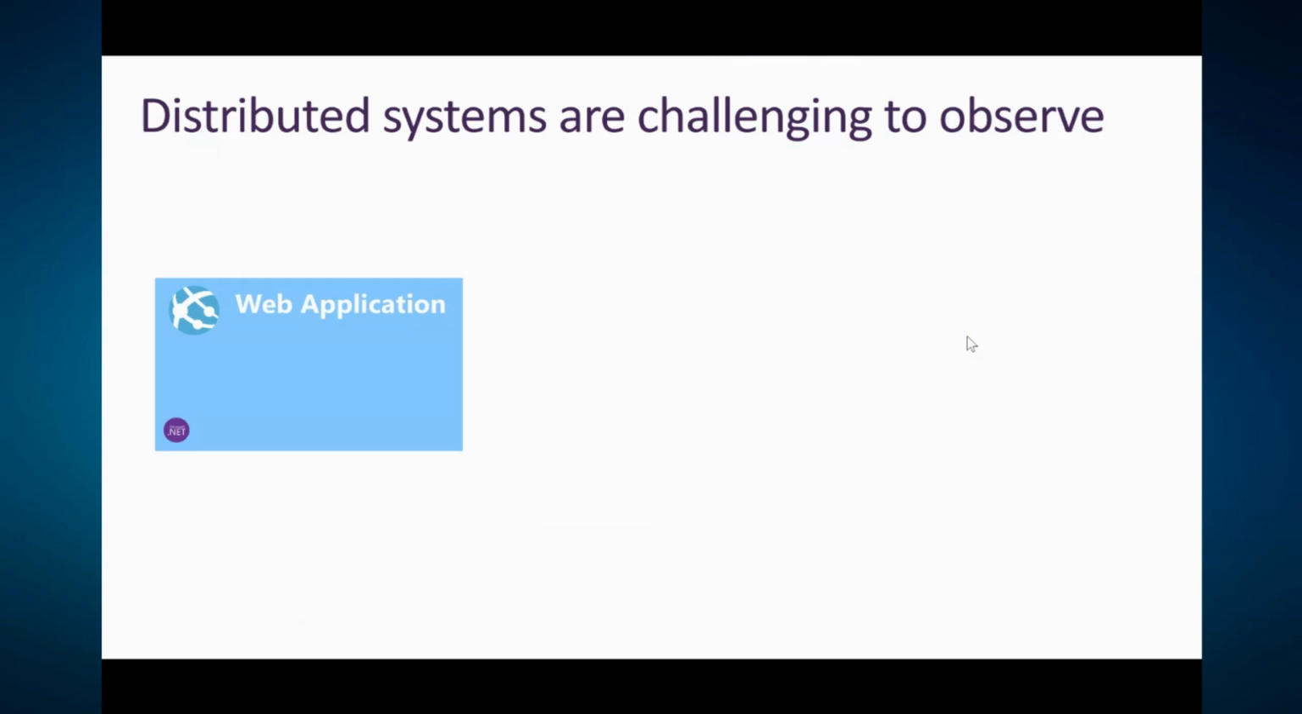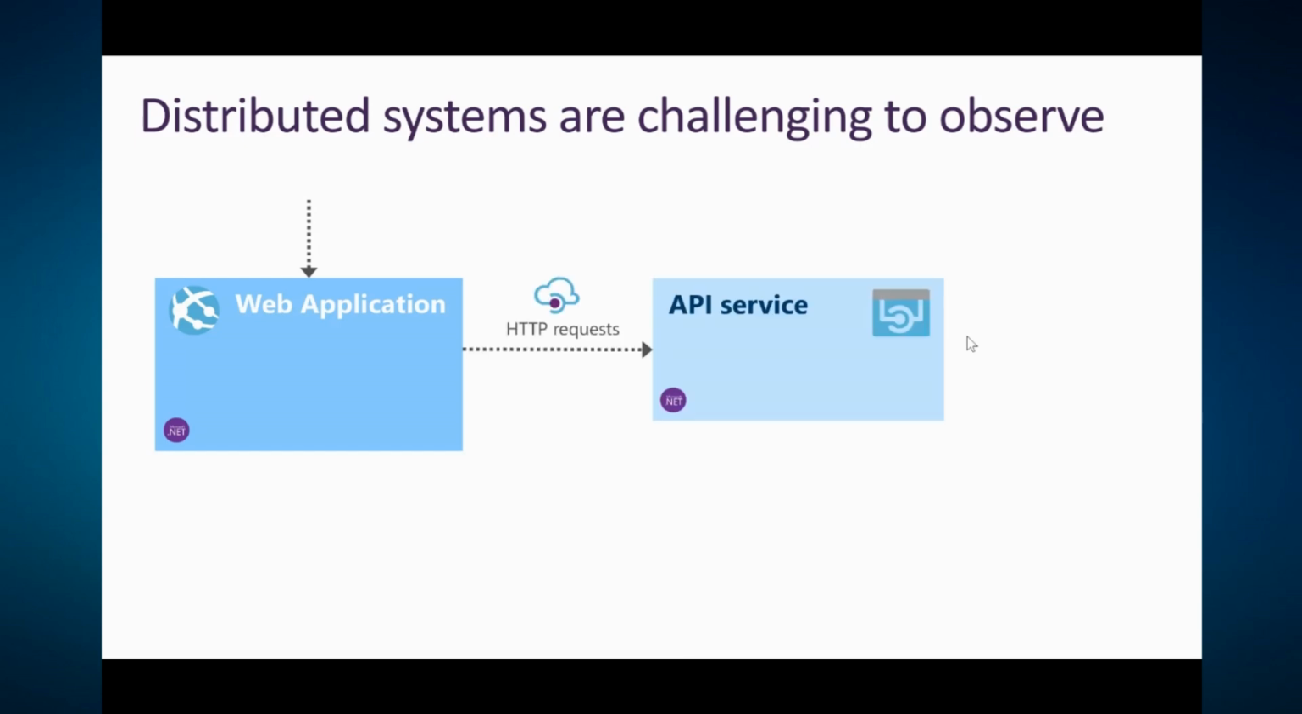But this is the kind of thing that OpenTelemetry helps doing, and the important thing is the tracing. So let's imagine that we have a distributed system. You have a web application, and calls are made to the web application, but the web application itself is sending HTTP requests to an API service. So you have API calls.